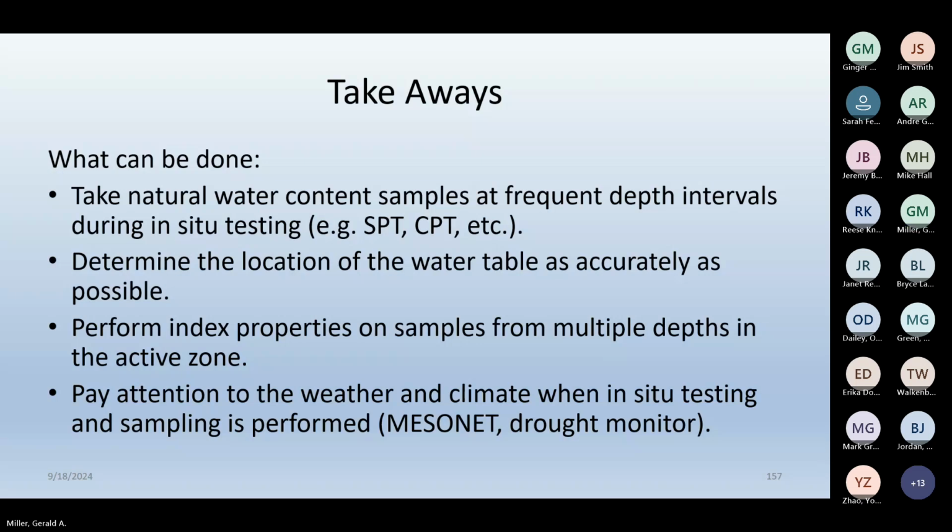We have great weather data at our fingertips. We have the Mesonet. We can look at rainfall histories back many years. We have a drought monitor. We can tell whether we're in a severe drought or minimal drought. Lots of things we can do to get a handle on what moisture condition we're in. If we're in a wet condition, you're probably in pretty good shape. But if we're really dry, then you need to be thinking about things.